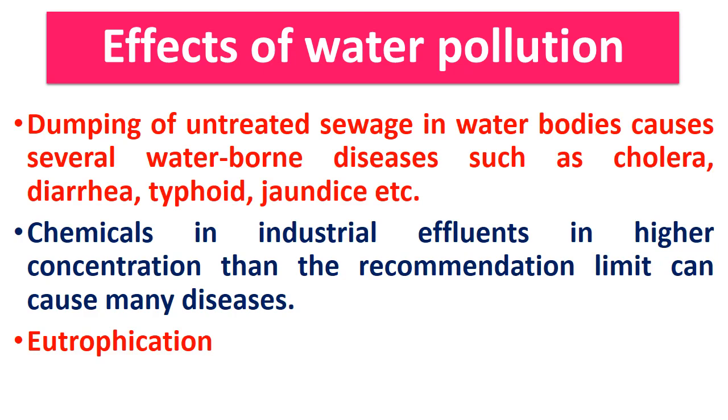The dumping of untreated sewage in the water bodies causes several waterborne diseases such as cholera, diarrhea, typhoid, jaundice, etc. So it causes disease. That is the first effect. Second is chemicals and industrial influence in higher concentration. Above the recommended limit, it can cause many diseases. For example, mercury causes Minamata disease. Mercury is a chemical which is released from industries.